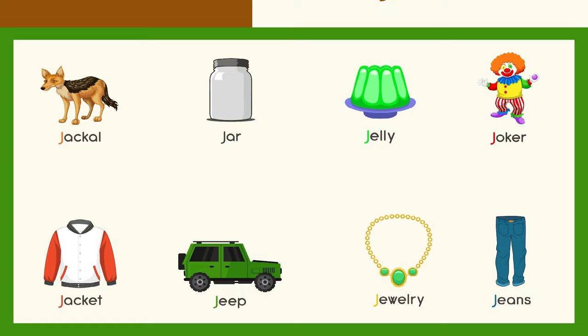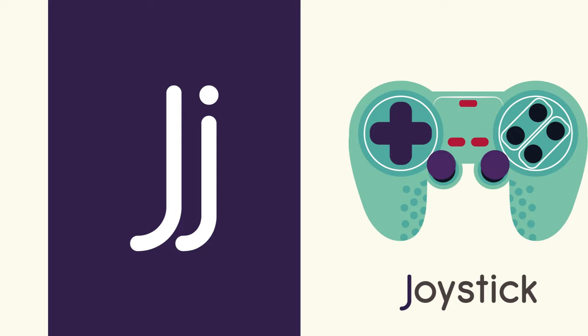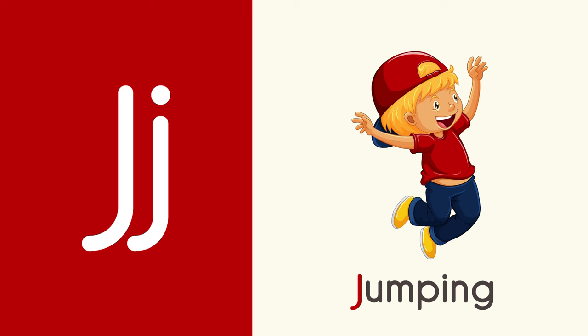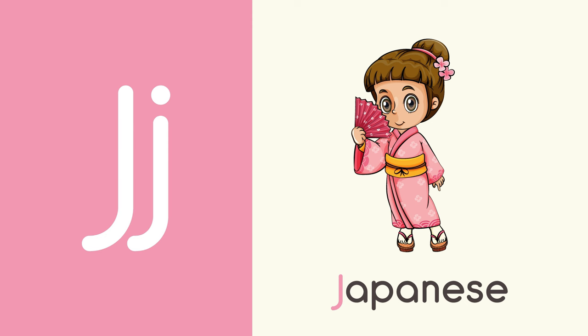J is for judo. J is for judge. J is for joystick. J is for jingle bells. J is for jumping. J is for junk food. J is for juicer. J is for Japanese.